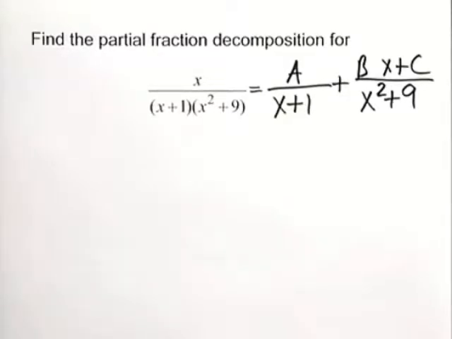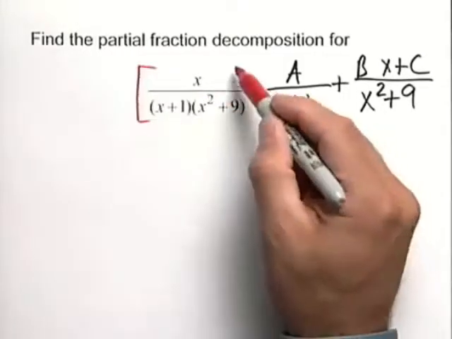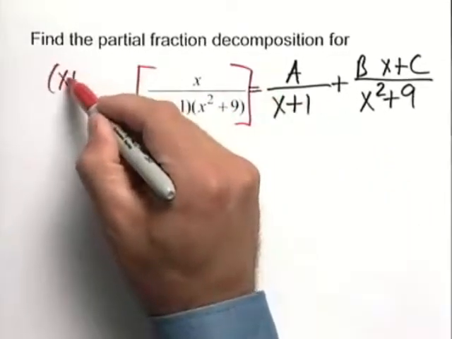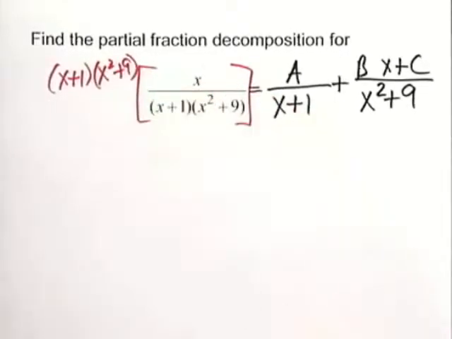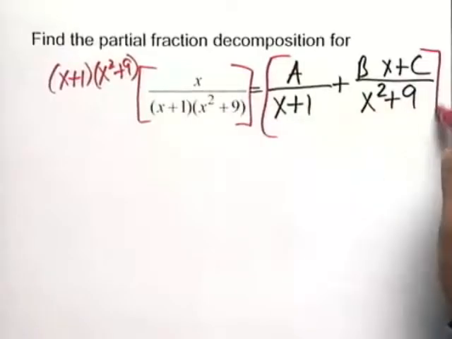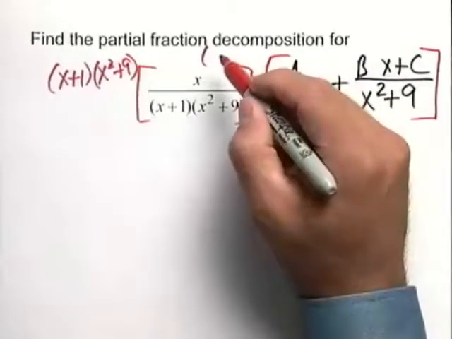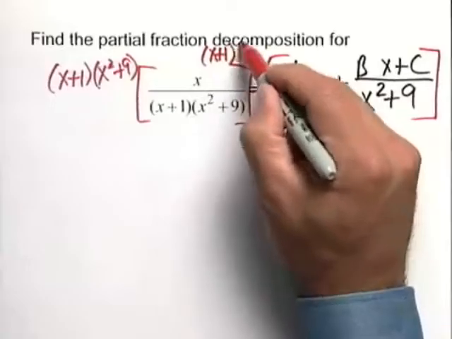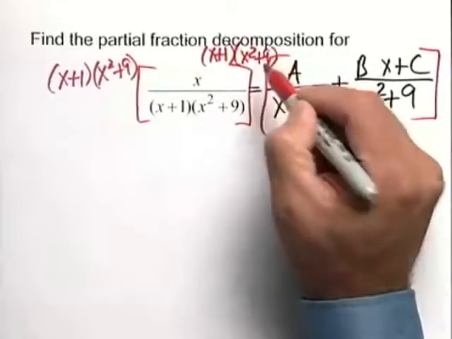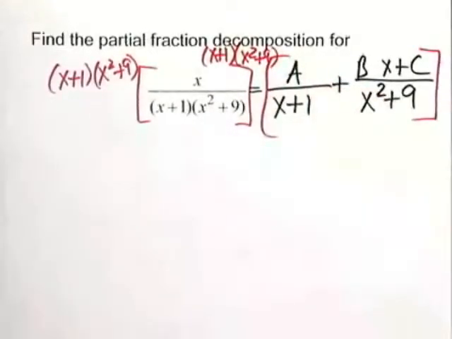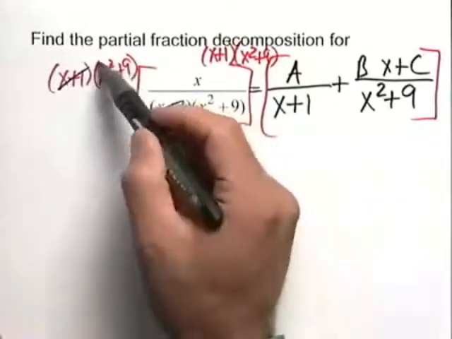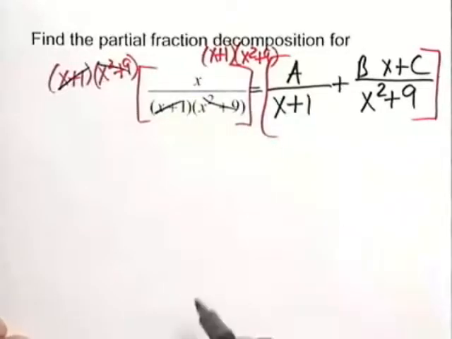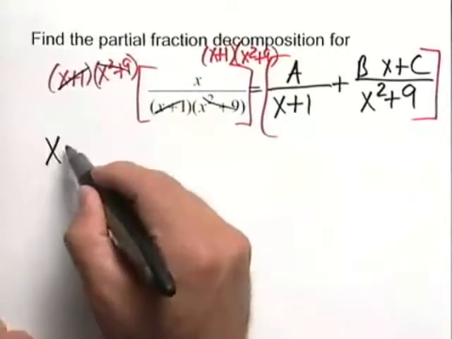The way we'll do this is multiply both sides of the equation by our denominator on the left-hand side, which is x plus 1 times x squared plus 9. And as always, what we do to one side, we have to do to the other. So we're going to multiply the right-hand side by x plus 1 times x squared plus 9. And watch what happens here. By design, the x plus 1s will cancel out on the left. As well, the x squared plus 9s will also cancel, leaving us with simply x.